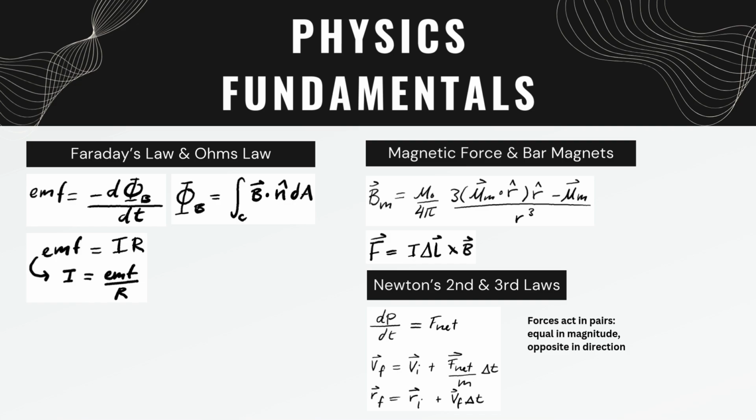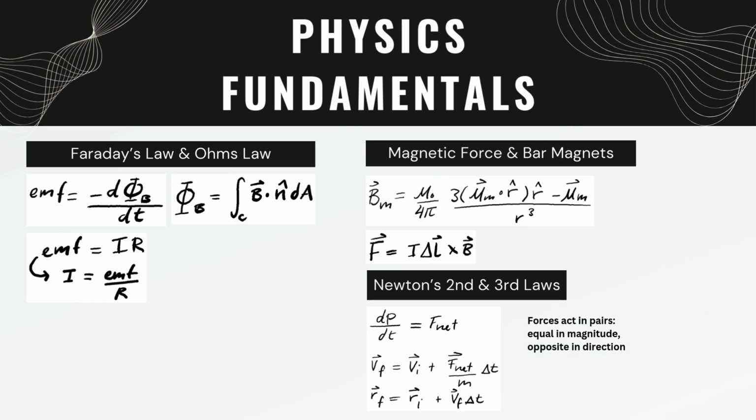Faraday's law shows how an induced electromotive force is equal to the negative change in magnetic flux over a change in time. We know that magnetic flux is equal to the integral of the area normal to a magnetic field. Ohm's law shows us that current is related to EMF over resistance. We also know that magnetic force is the cross product of length and magnetic field times current. And this is the equation for the magnetic field of a bar magnet.